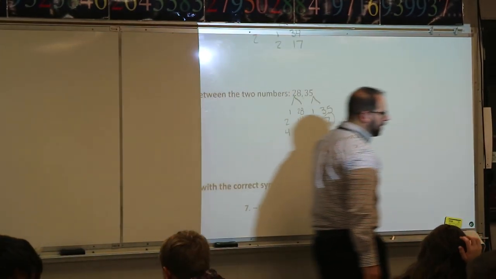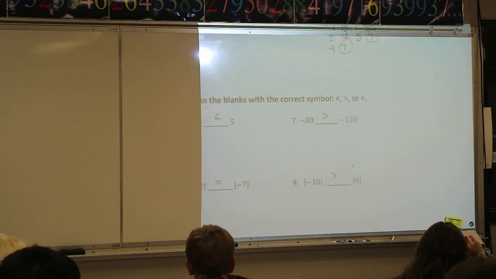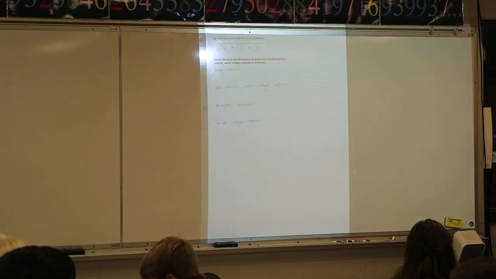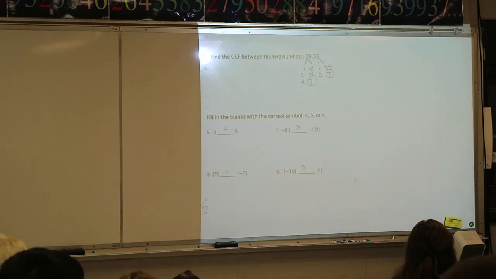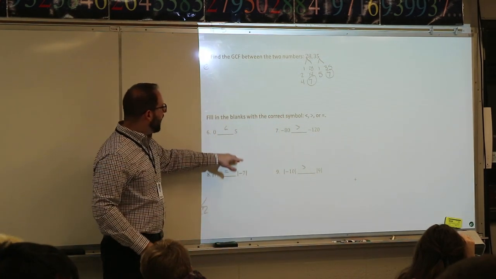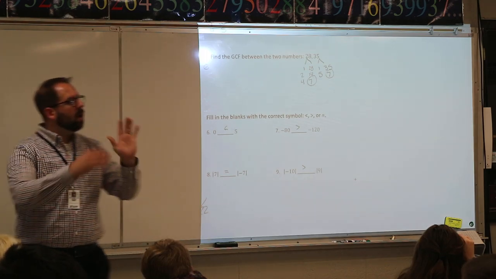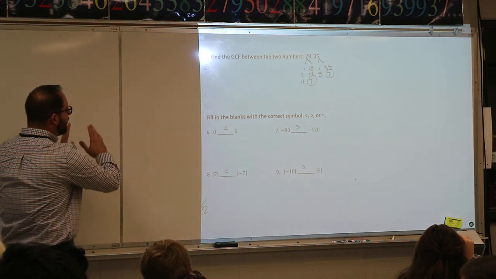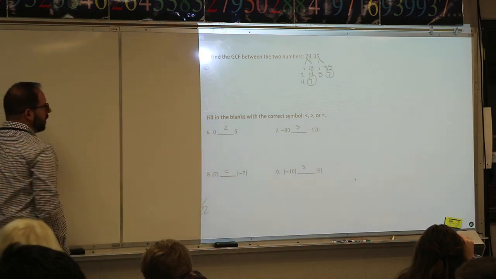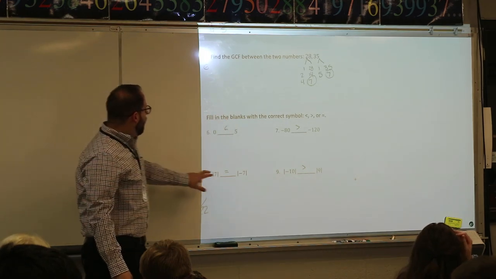The bottom numbers here, you had to figure out which number is bigger, which number is greater. Let's see. All right. There we go. So 0 and 5, obviously 5 is a larger number, so the mouth has to face 5. Negative 80 is technically a larger number than negative 120, where it sits on a number line. Negative 80 is over here, negative 120 is to the left further, that is a smaller number. It's very weird to think about, but negative 80 is a larger number.